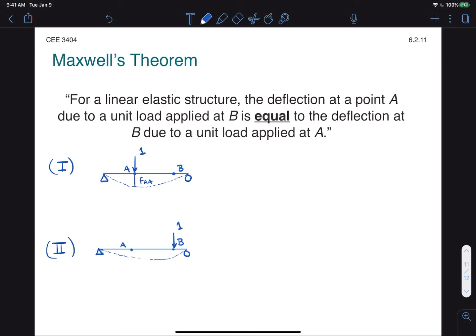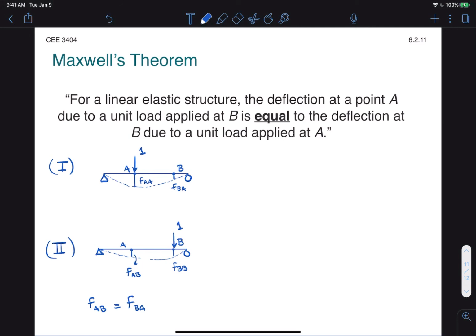So using our normal convention, I'll call the deflection at A for system 1 FAA, and the deflection at B FBA. And similarly for system 2, the deflection at A will be FAB, and the deflection at B will be FBB. Okay, so Maxwell's theorem states very simply that FAB and FBA will be equal, regardless of where those arbitrary points are.